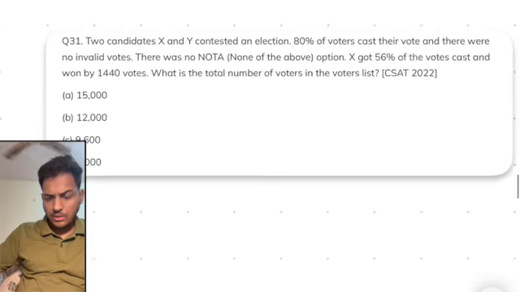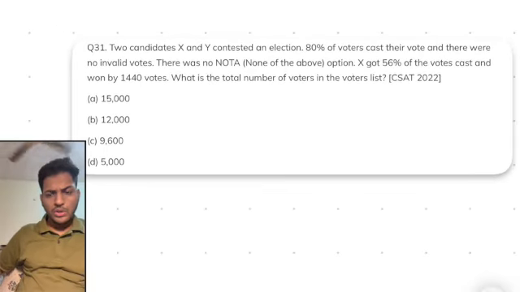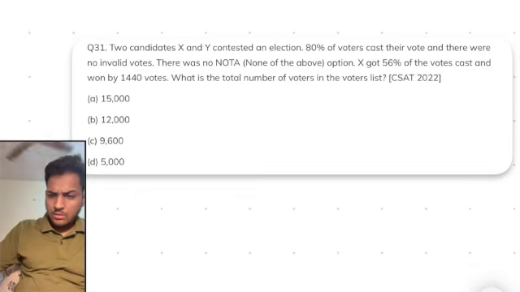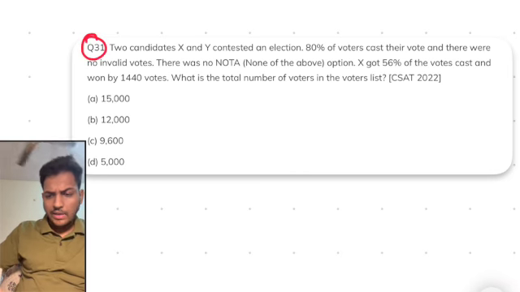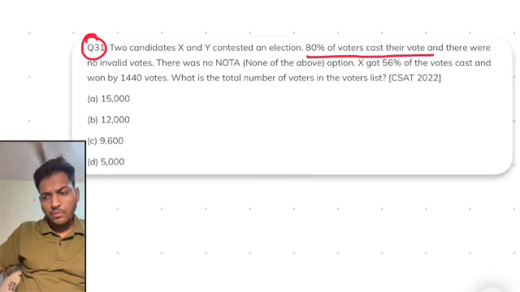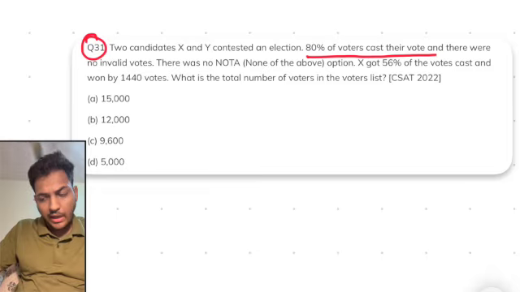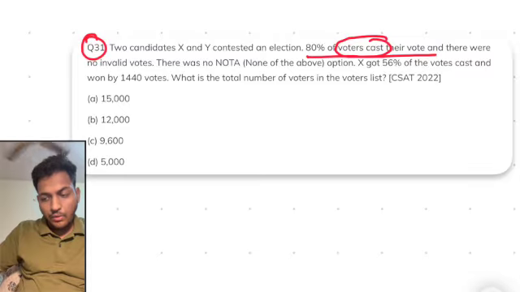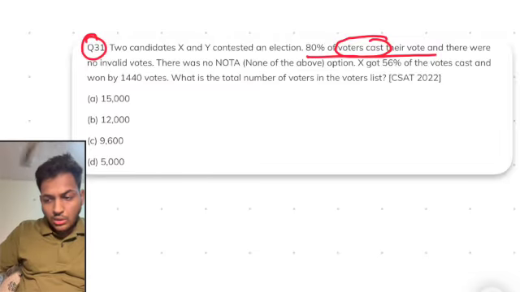So see this question. Now this is a very good question that has been asked by UPSC. Now what they have asked: two candidates X and Y contested an election. 80% of the voters cast their vote, see percentage again, with reference to vote cast, and no invalid votes. There was no NOTA. X got 56% of the vote cast and won by 1440. What is the total number of voters?